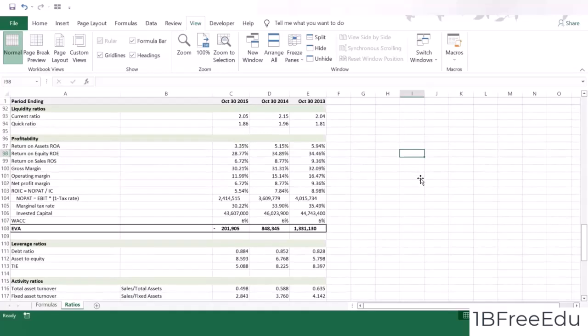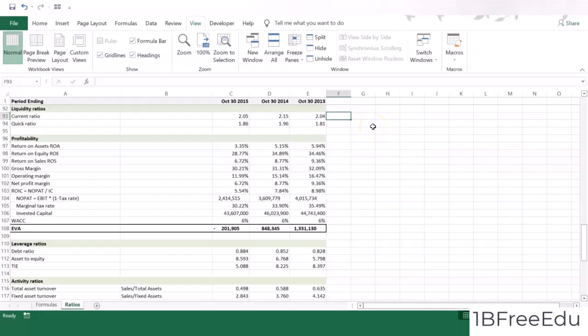Let's analyze them. Current ratio measures the ability of the firm to pay off its current liabilities by liquidating its current assets. It indicates the firm's ability to avoid insolvency in the short run. Usually, analysts perceive a current ratio of 2 as acceptable. And in our case, the liquidity is stable.